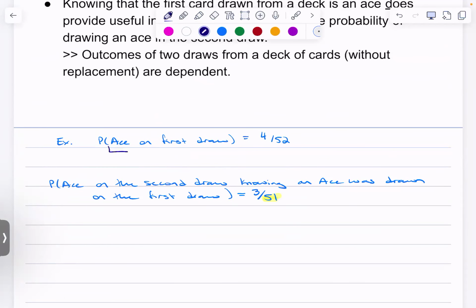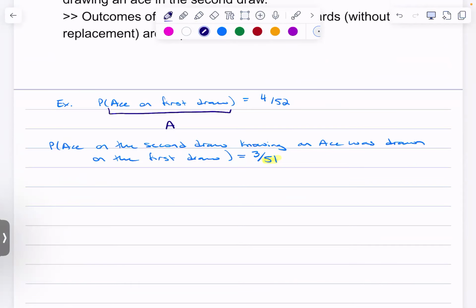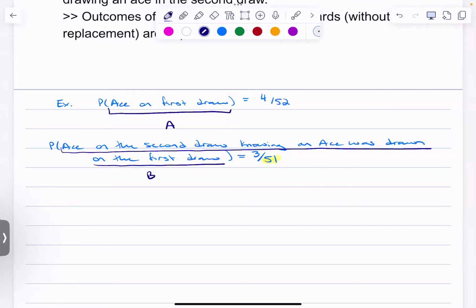What if I call this A, and I call this whole bunch of words, so an ace drawn on the second draw, knowing an ace was drawn on the first draw, I'll replace that with shorthand B.